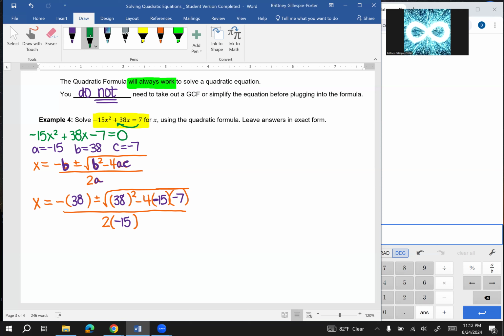Let's go ahead and simplify some stuff. So the opposite of 38 is -38, plus or minus my square root, all over 2 times -15, which gets me -30.